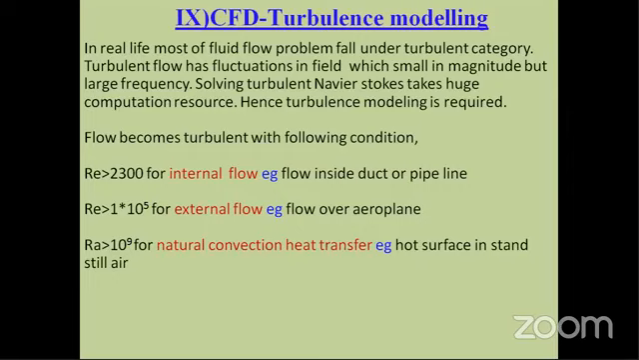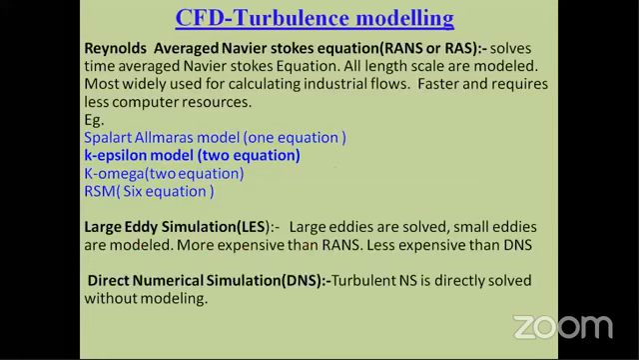Okay, so the condition for that is the Rayleigh number. If the Rayleigh number is more than 10⁹, the flow can become turbulent. Okay, so in such a case, we have to switch on the turbulence modeling.